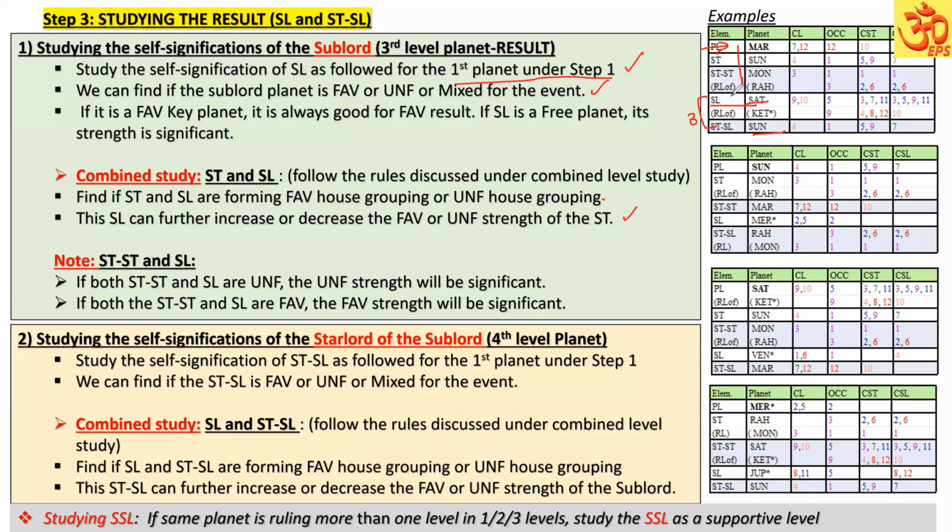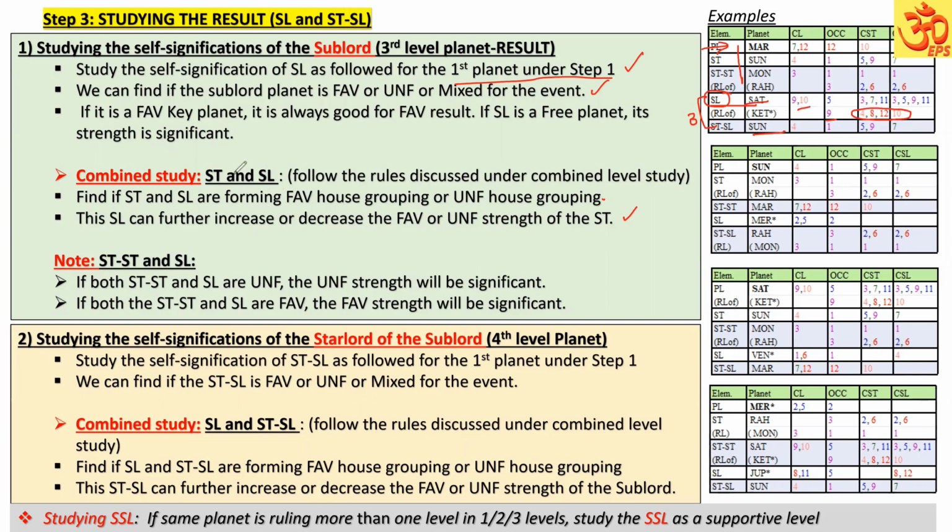In step number 3, first we have to check what the sublord is signifying. Self-signification of the sublord: you check, 9th lord occupying 5th house, 3, 7, 11, 3, 5, 9, 11 for the event of marriage. This 9th lord is having very good favorable house grouping. It is also having 10th lord, but it is not being further supported. Second planet Ketu having 9th house and unfavorable obstacle causing houses in CST and CSL. It is giving some weakness or obstacles to the favorable grouping of the Saturn. Still Saturn is a favorable key planet because of the very good house grouping.